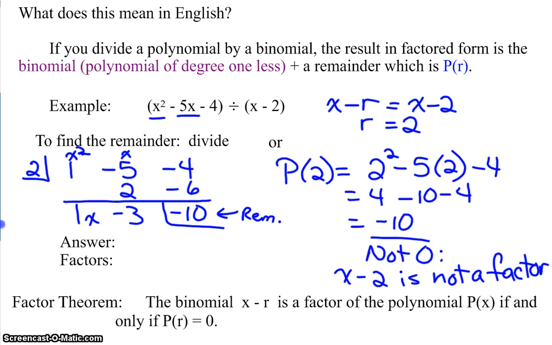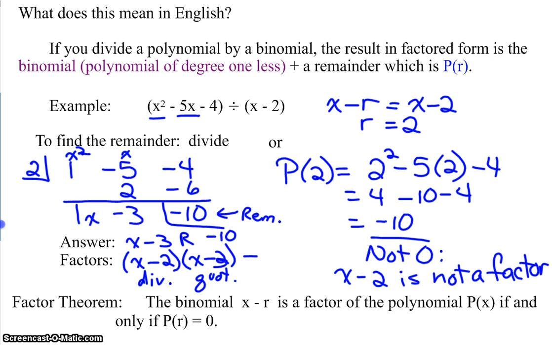Since I started with x squared, my first term is going to be x. It's depressed because it's lower. So my actual answer is x minus 3, remainder negative 10. Or if I wanted to write it out in factored form, I could write that as x minus 2 times x minus 3. This was our divisor. This was our quotient. And then since the remainder was negative, I'm going to use a minus. So it would be minus 10 for our remainder. And if you multiplied that out, you would end up with x squared minus 5x minus 4.